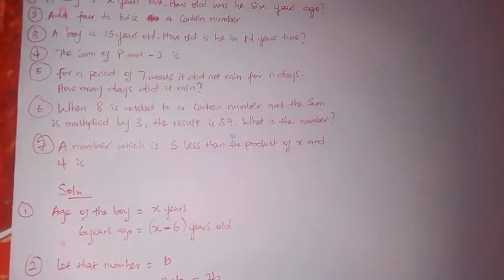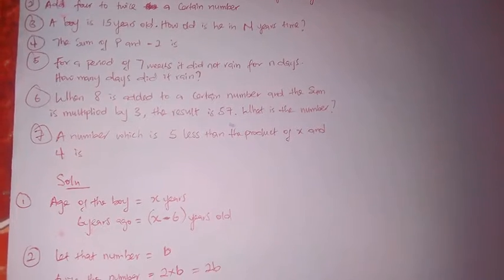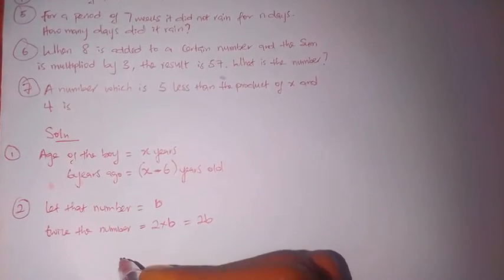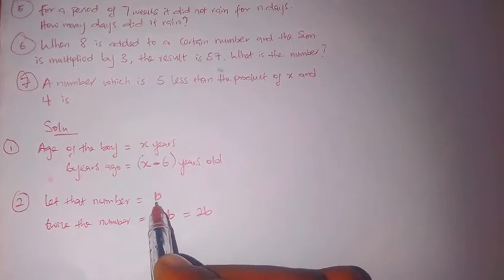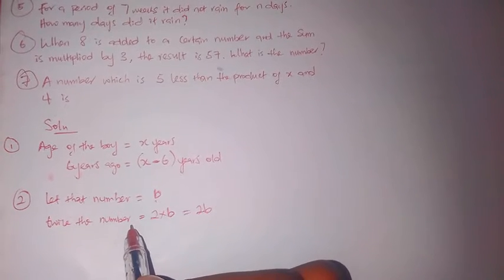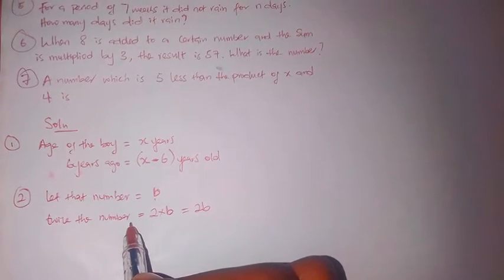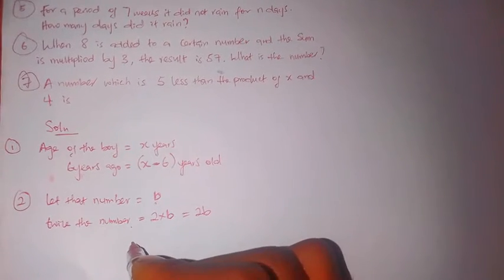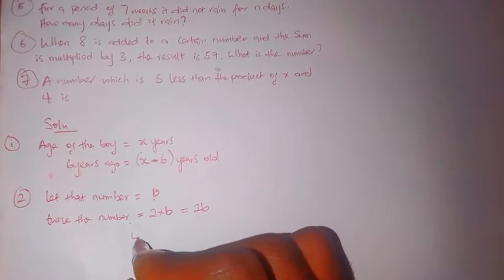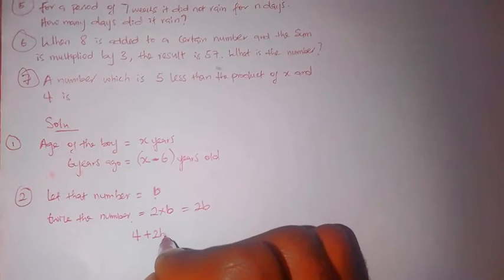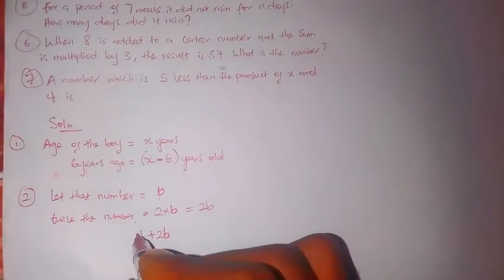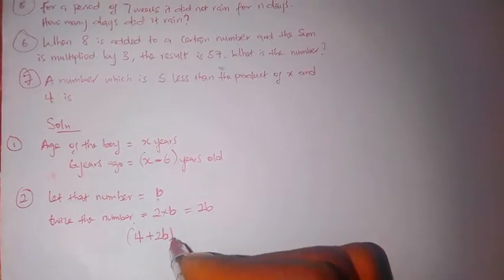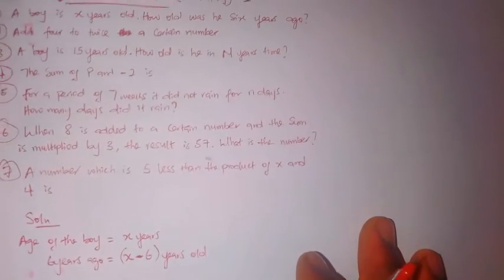Then the question says, add 4 to twice that number. After representing my number, which I don't know, and multiplying the number by 2, because twice means multiply the number by 2, I'm to add 4 to twice the number. On adding 4, it now becomes 4 plus 2b. So this is the expression for that number 2 question.